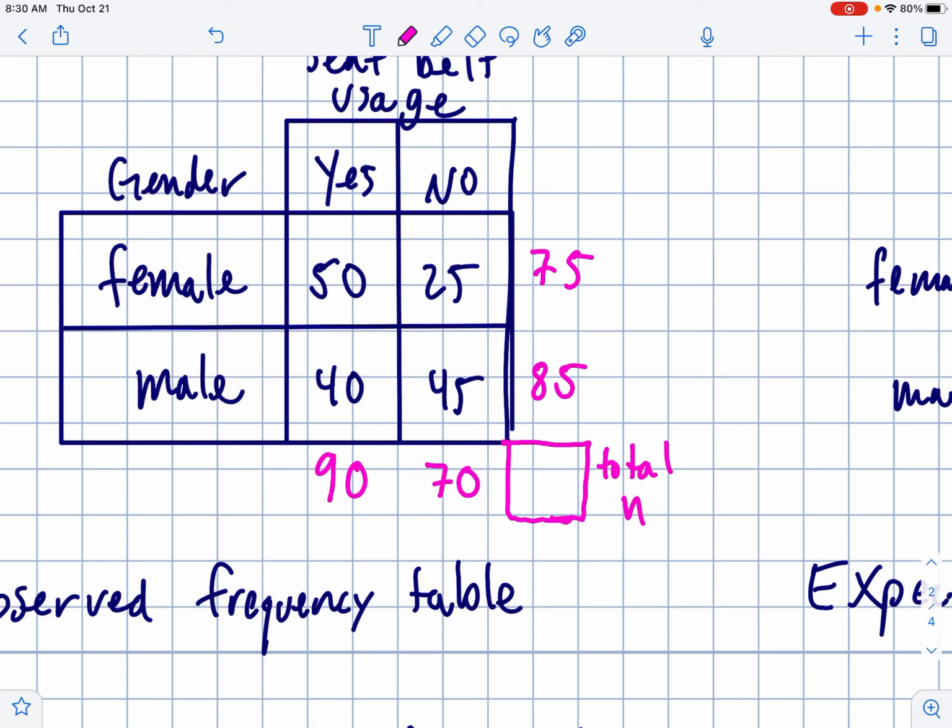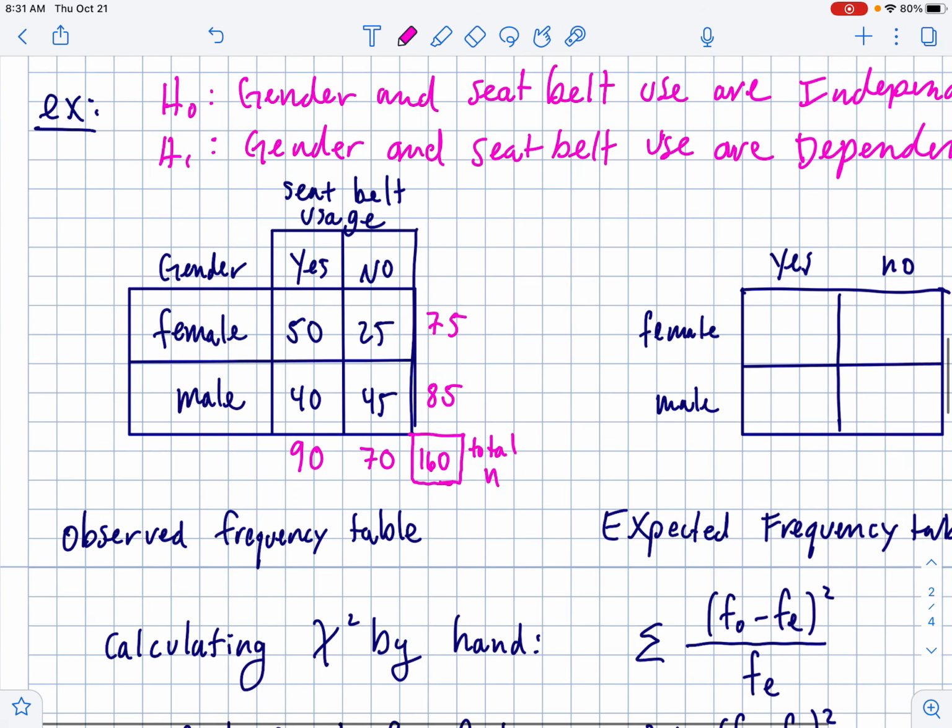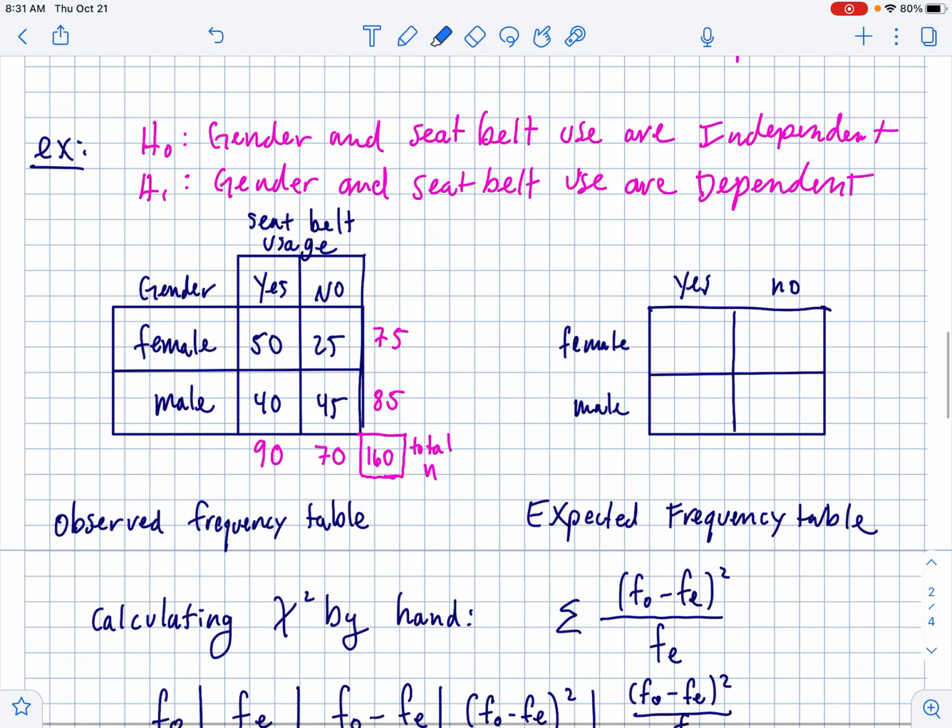Now, you do actually put a number here as well, because this is going to be the total N, the number of people that were in the survey. You can do this by adding together these two columns or adding together these two rows. They should both equal 160, if I did my math right.